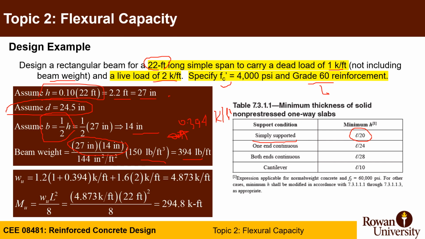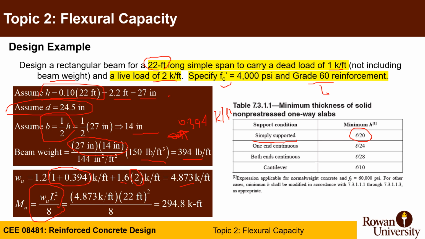So this is part of the dead load. If you add it to 1, this is the total dead load, and you also have 2, which is the live load. Remember the load combination for ACI, 1.2 for dead load and 1.6 for live load. So you multiply 1.2 times 1.394 plus 1.6 times 2, it gives you 4.873 kip per foot. It's a simply supported beam with uniform load, so the moment is always W L squared over 8. So it's going to be 4.873 times 22 squared divided by 8.